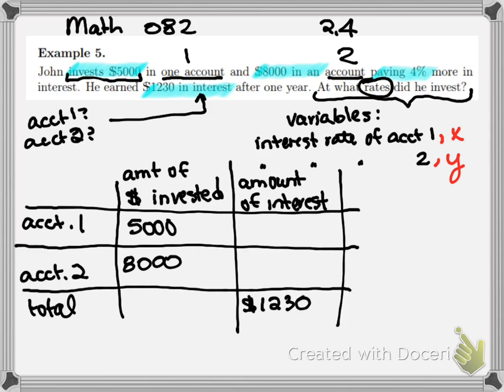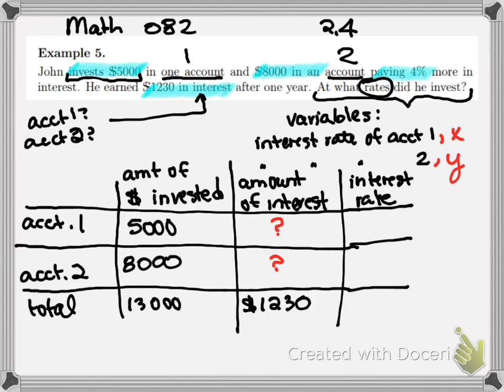Okay, so we don't know, right? I mean, if you want to, you could put like a little question mark here. We're not really sure, right, how much he earned from each account, but we know that total he gained $1,230. Okay, and if you want to, you can obviously add 5 and 8 together and get 13,000. That's not necessarily going to help us in this problem, but if you wanted to just fill out your chart, you could put that there. Okay, so what is the last column in our table? Well, the last column is the actual interest rate, right? And that's where we put our variables, which I call x and y, okay?